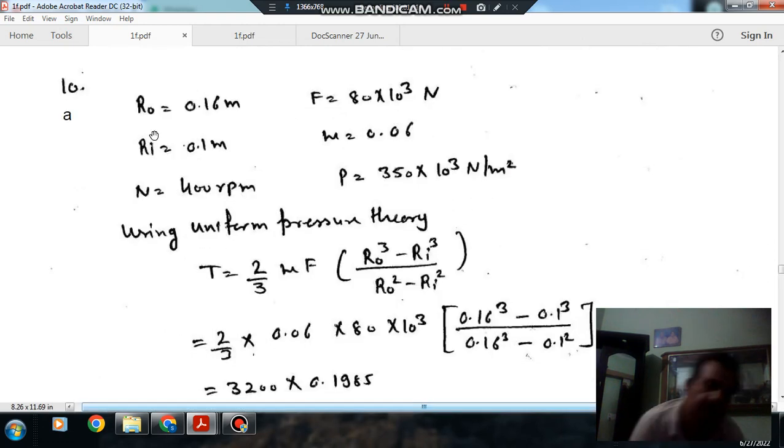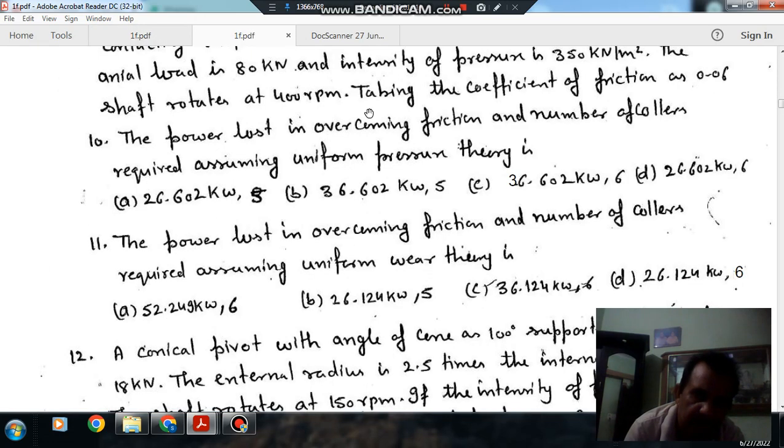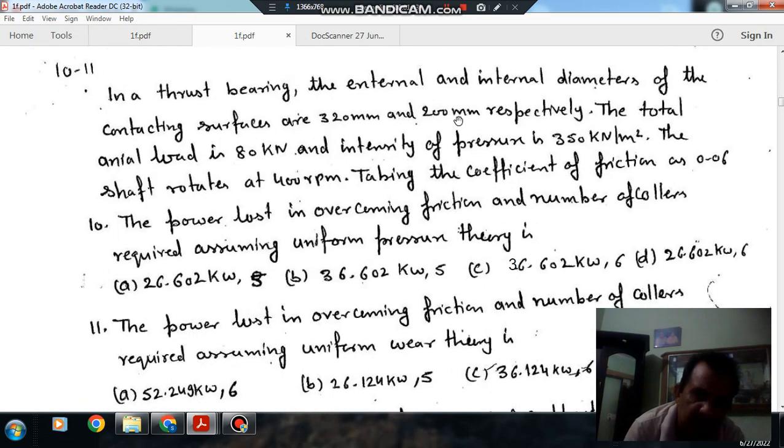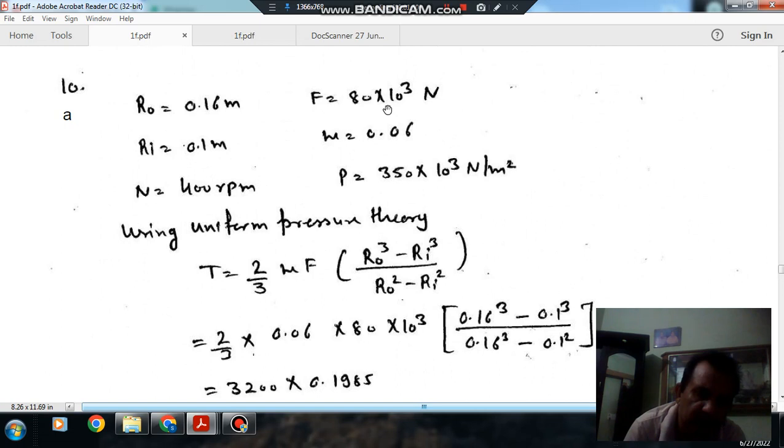So here it is given that the outer radius and inner radius of the bearing are 0.16 meter and 0.1 meter. The diameters are given, so half of these will be the radii in meters. The total load on the bearing is 80,000 Newton or 80 kilonewton, and the coefficient of friction is 0.06.